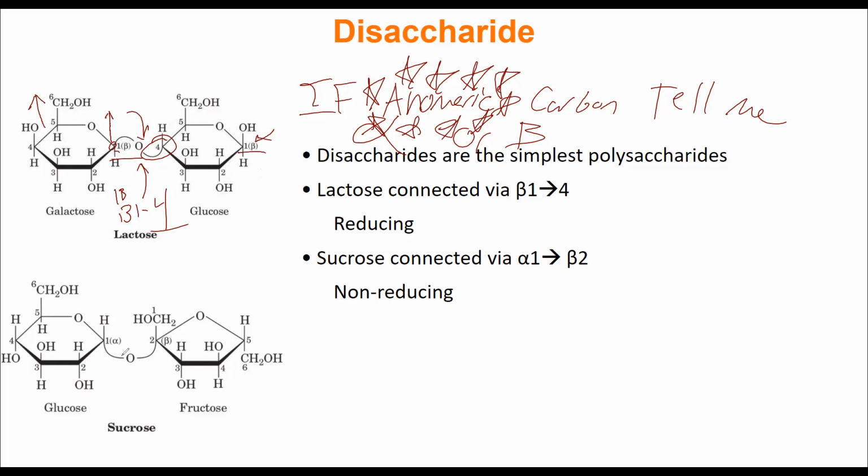So sucrose, here we have an anomeric carbon and it's alpha. So that's carbon 1, pointed down, pointed up. So that's alpha 1. Here we have carbon 2 being the anomeric carbon, right? This is the first time we've run into this, but fructose is a ketone. It's a hexaketone.